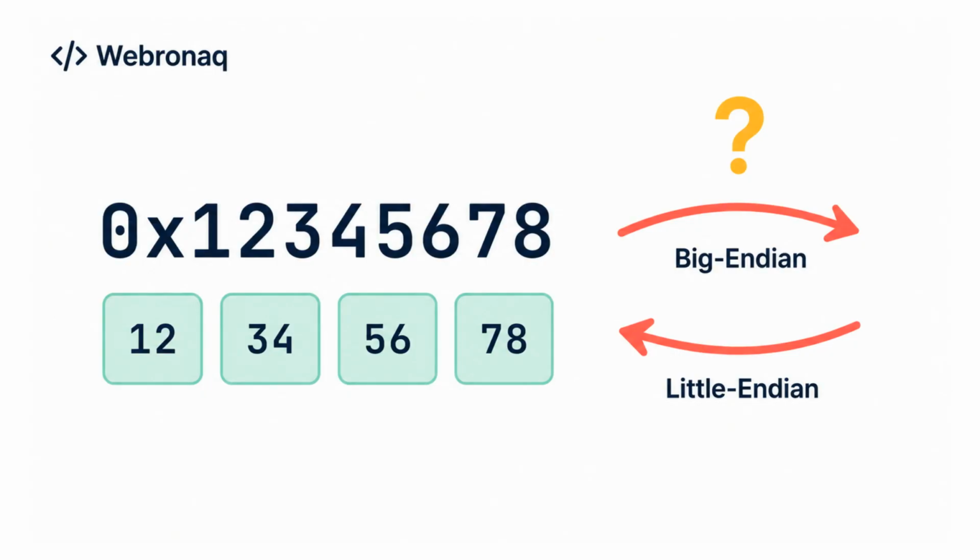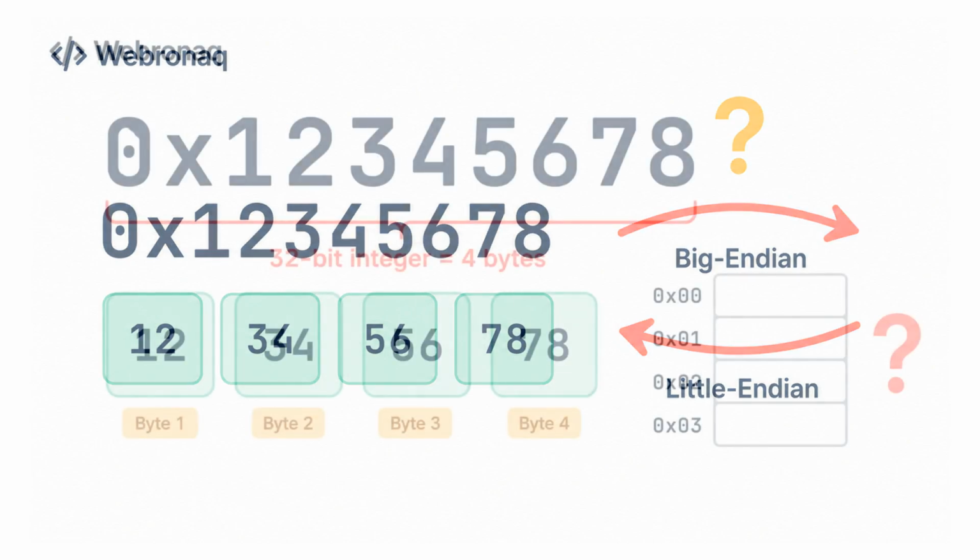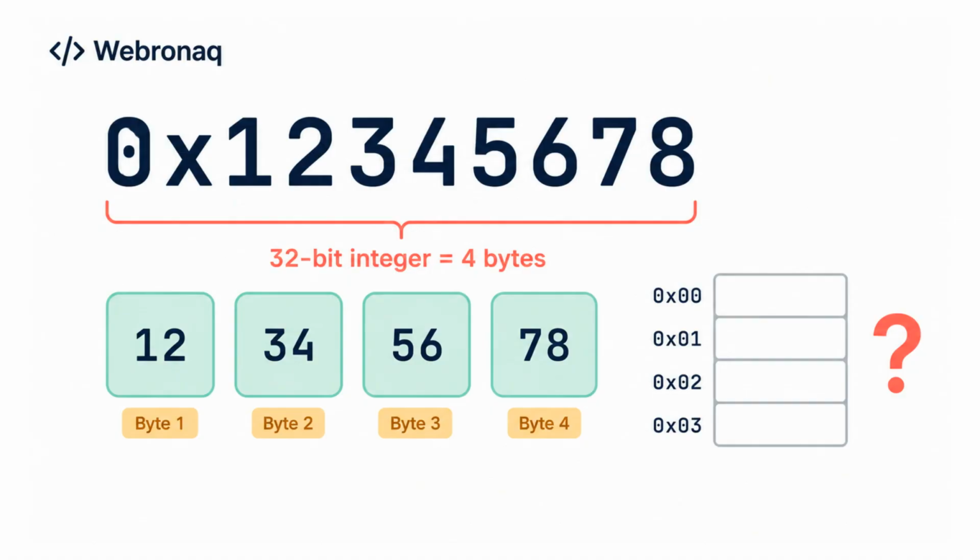And in this video, we're going to break down exactly what it is, why two different orders even exist, and where it quietly breaks real code. Let's get into it. All right, let me set this up properly.